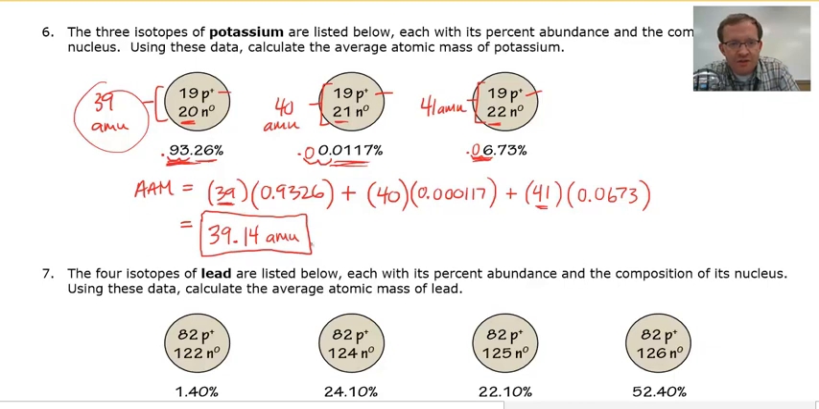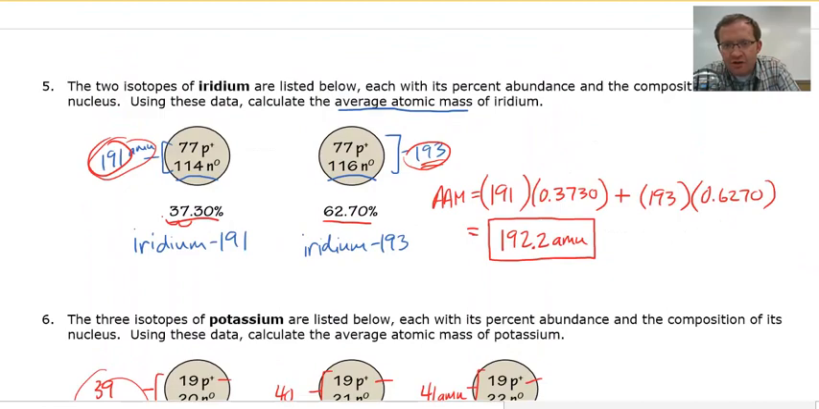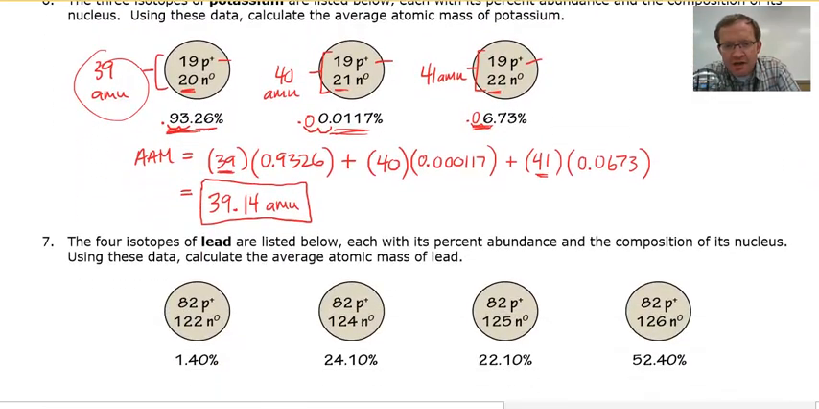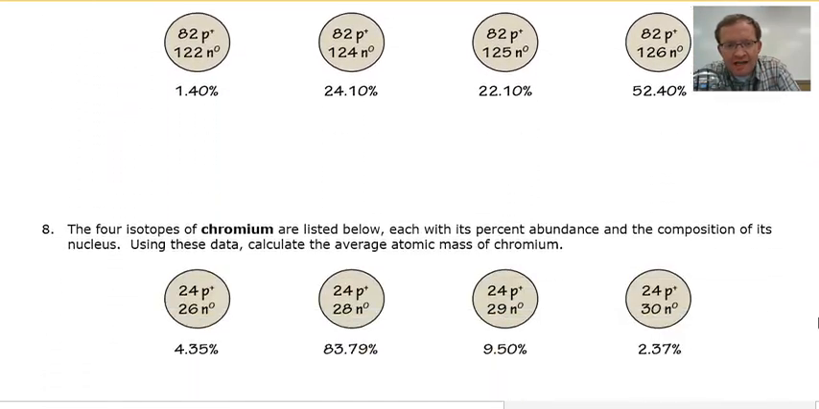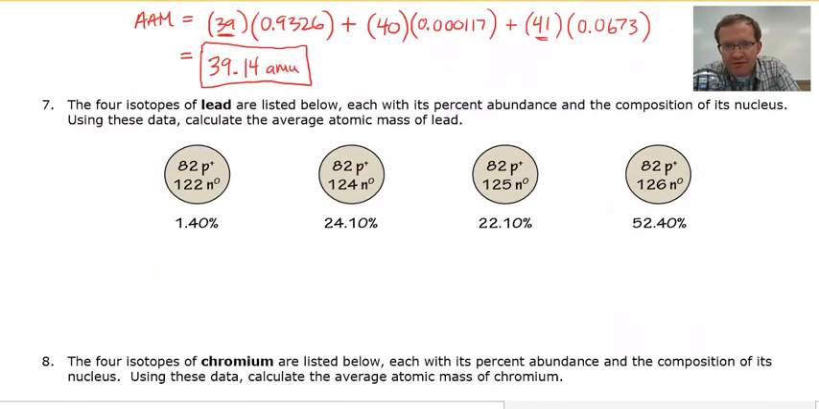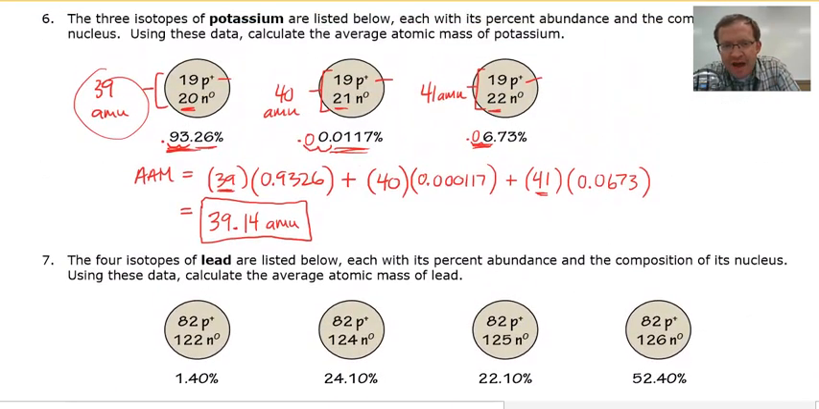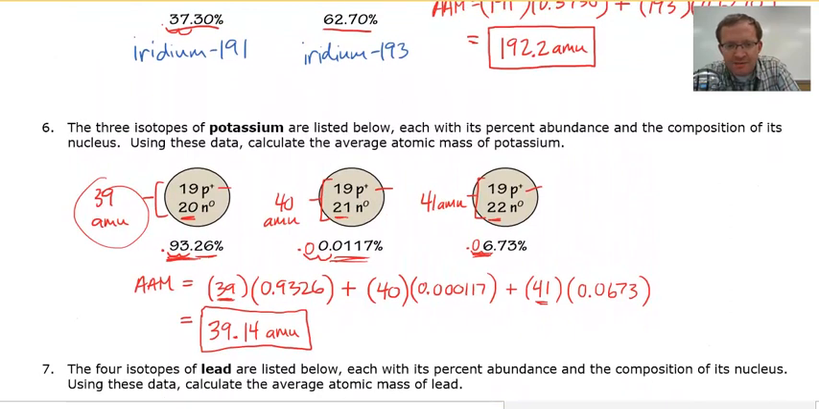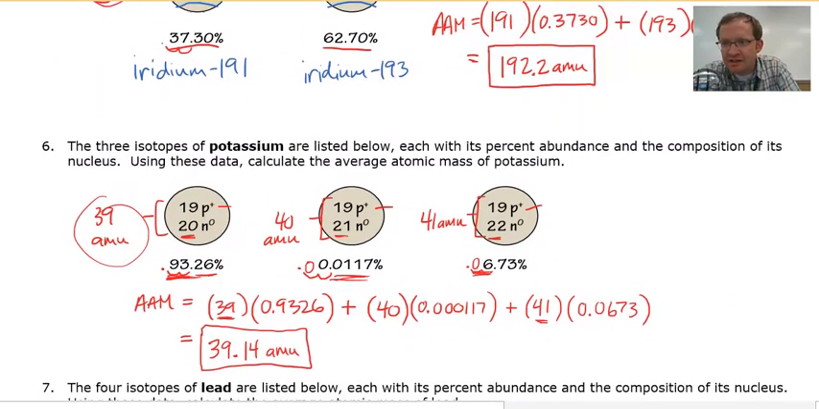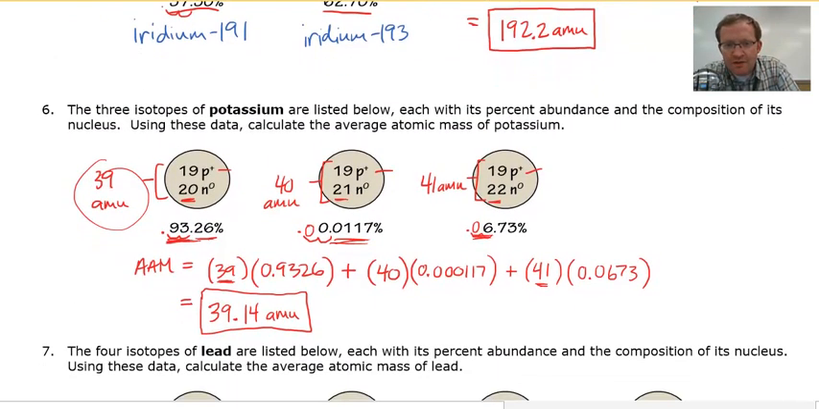So for these two examples, again, we had two, now three. Our first one had just 2 isotopes for our iridium, and our second one has 3. As you go further down the page, you'll find lead and chromium in these problems that have 4 isotopes apiece. We just keep adding mass times percent, mass times percent, mass times percent, as many as you need. And those last problems, you'll need 4. So we'll leave those 2 to you.